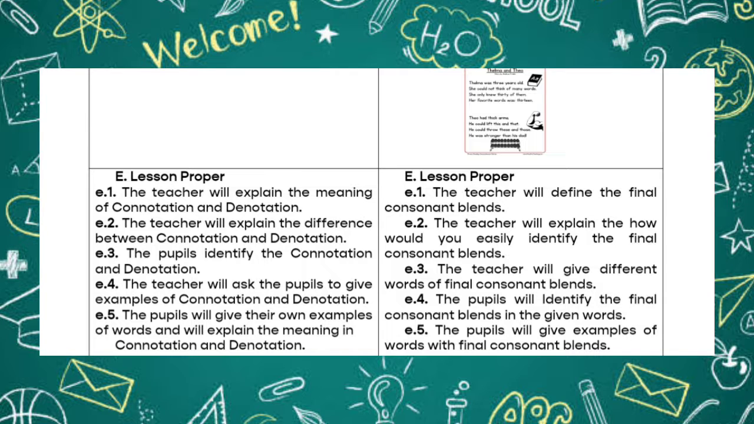The lesson proper in the grade 5 column. E1: the teacher will define the final consonant blends. E2: the teacher will explain how to easily identify the final consonant blends. E3: the teacher will give different words with final consonant blends. E4: the pupils will identify the final consonant blends in the given words. E5: the pupils will give examples of words with final consonant blends.